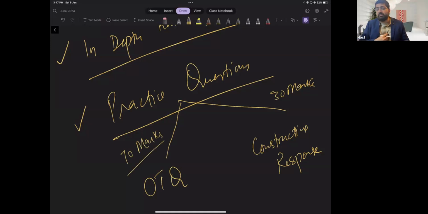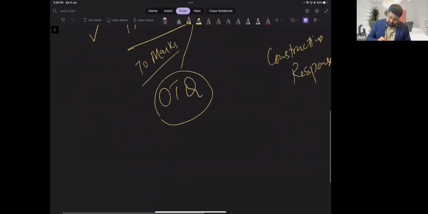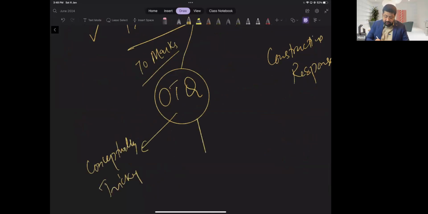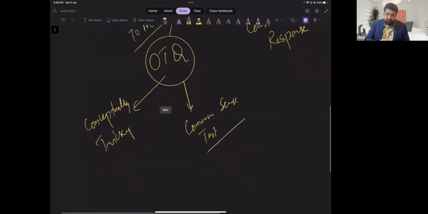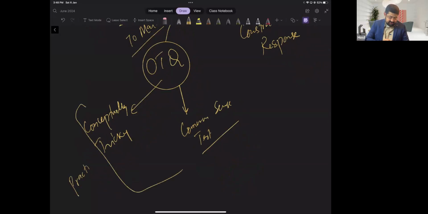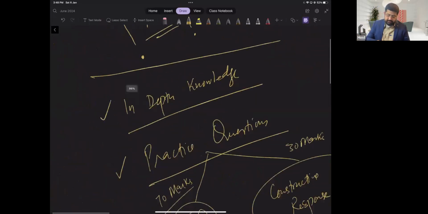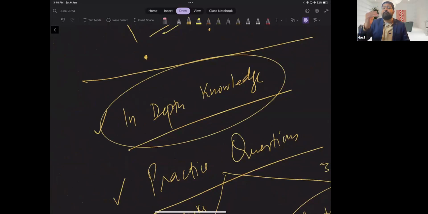So the point is, what to do? Which approach should we choose? Objective test questions are conceptually tricky, plus there is some common sense test as well. And there is one way to master that: practice, practice, and practice. Same is the case here. Now the point is, in-depth knowledge is the baseline. It is the foundation stone.